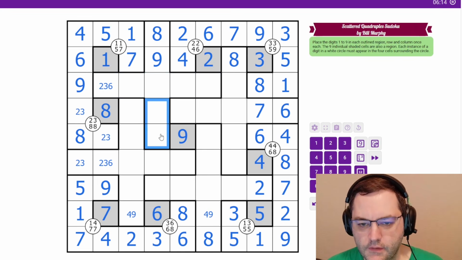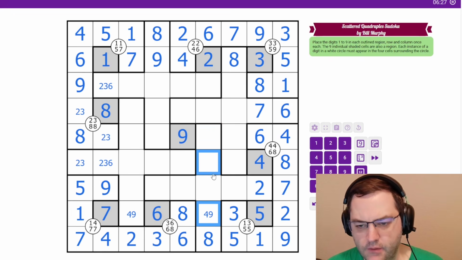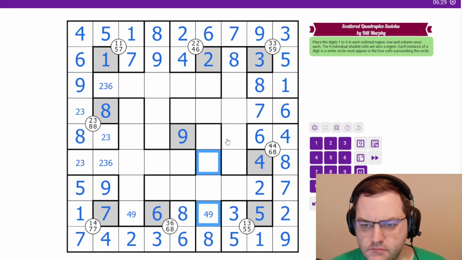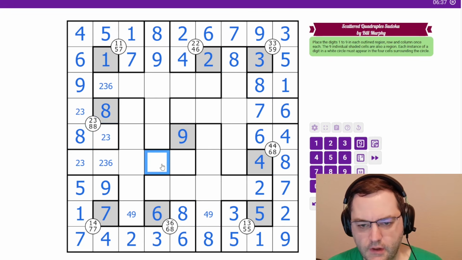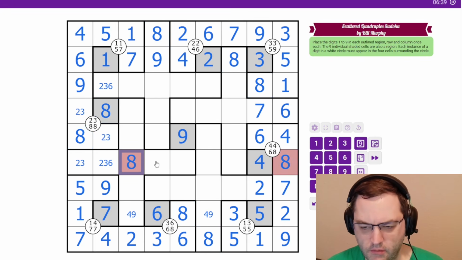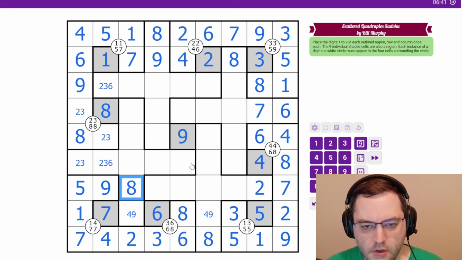1 can't go in any of these cells, so it's in one of these 2. 5 is in one of these 2. 9 is in one of these 2. Got a lot of 8s. So where's the last 8? It goes, oh, not there. It goes here.